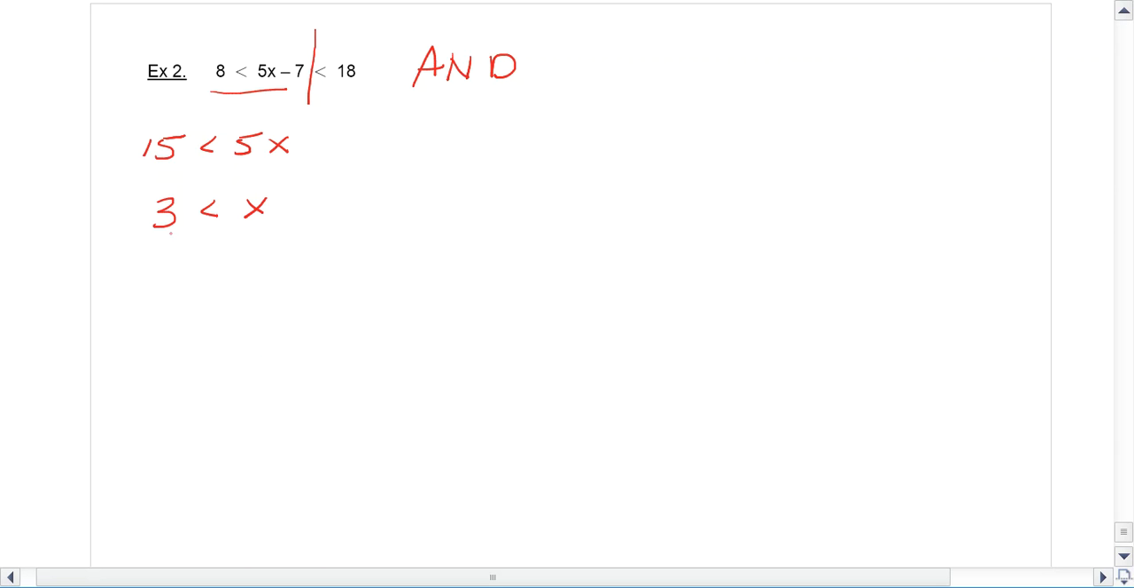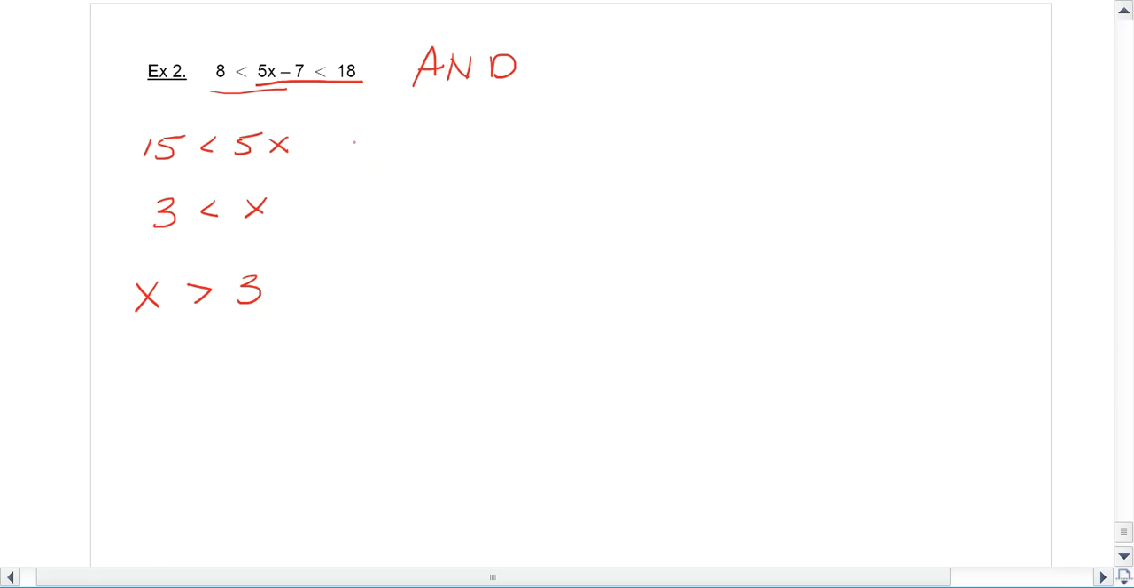Now, my brain has a hard time seeing this when the x is written on the right. So when I'm going to graph on a number line, I prefer to rewrite this as x is greater than 3. Now these are equivalent, but this one just makes it easier for me to see. So now coming back up here, now I want to look at the other part of this inequality. Now let's just look at this part and solve that.